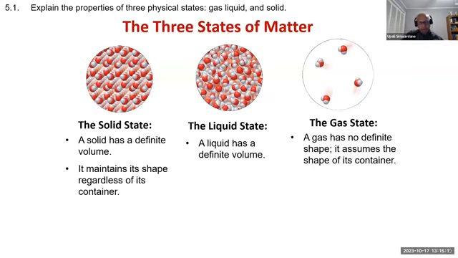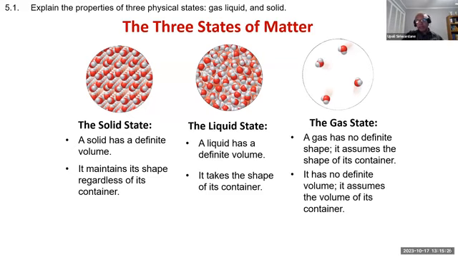We talked about these things. A solid maintains its shape regardless of the container. A liquid takes up the shape of the container but has a definite volume. Gases have no definite volume and assume the volume of the container. Solid particles are close to each other. They don't move; they can only show vibration as the temperature increases.